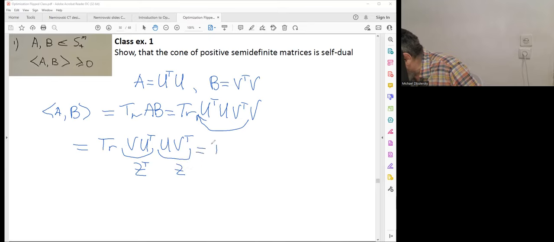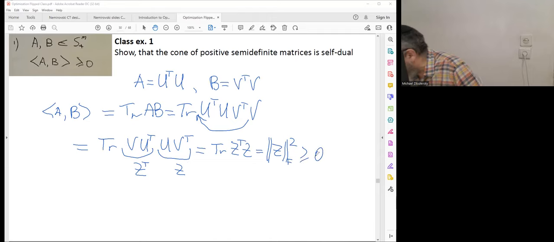And this is the trace of Z transpose Z, which is the sum of squares of the elements of Z, in other words, the Frobenius norm squared, which is greater or equal to zero.